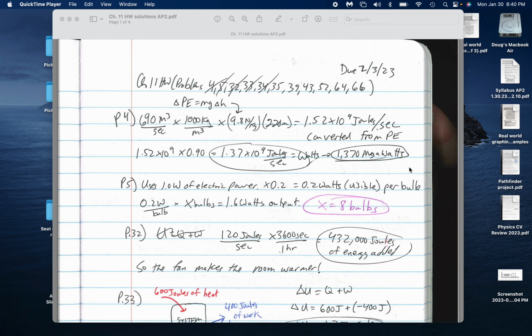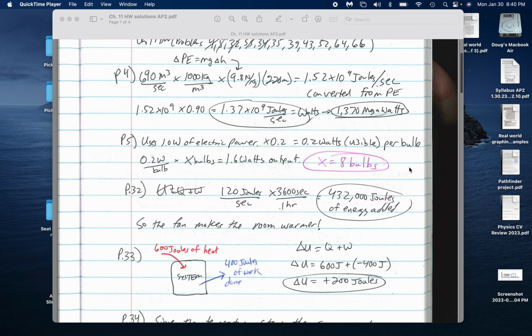So for problem number 5, it says if an individual white LED has an efficiency of 20%, it uses 1 watt of electric power. How many LEDs combined would give a total of 1.6 watts of visible light output? So if it's 20% efficient and it uses 1 watt of electric power, that means each bulb produces 0.2 watts of visible light output. So 0.2 watts times X number of bulbs equals 1.6 watts of visible light output. So that's 8 bulbs. It's pretty easy.